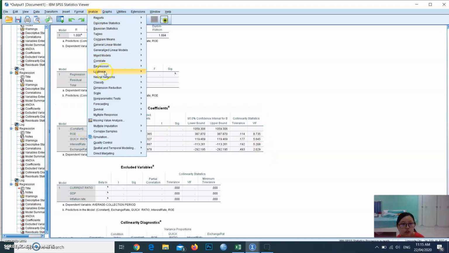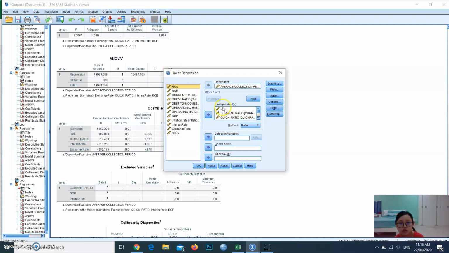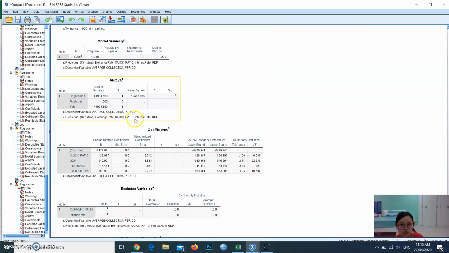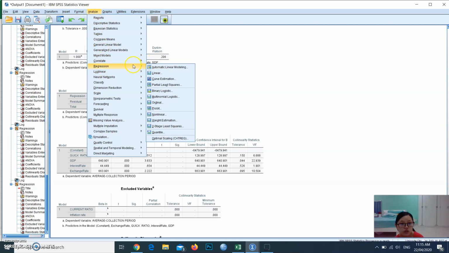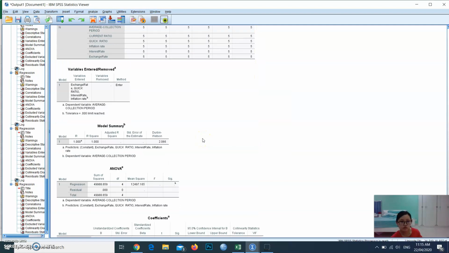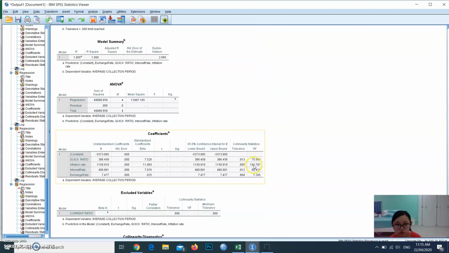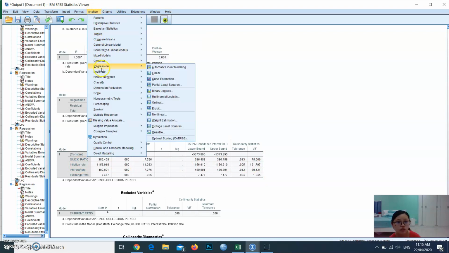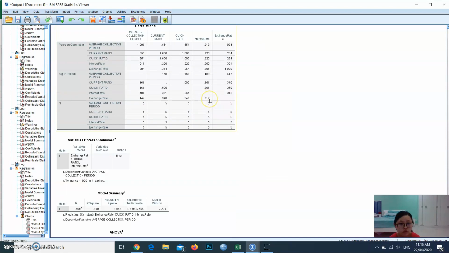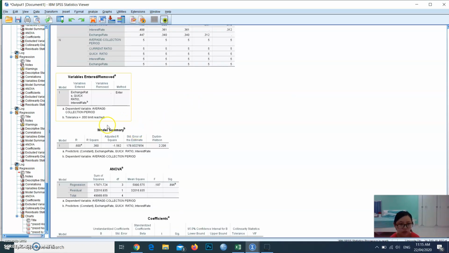ROE. Same thing, so keep removing GDP. Same thing, so keep removing. The highest one is inflation rate, so remove the inflation rate. Finally, the number appears.